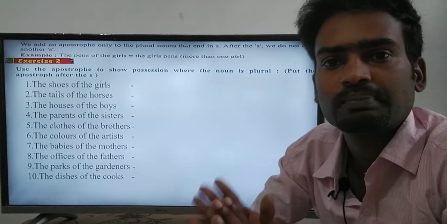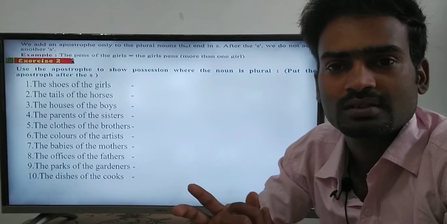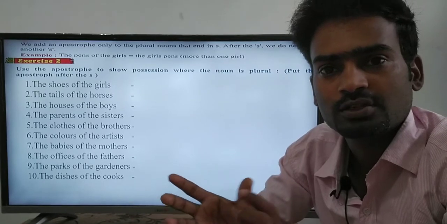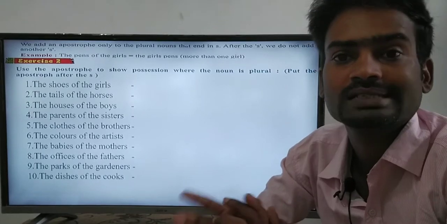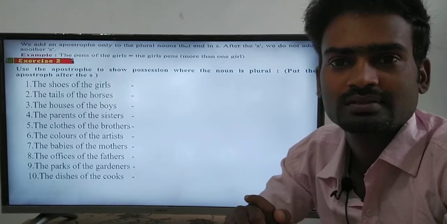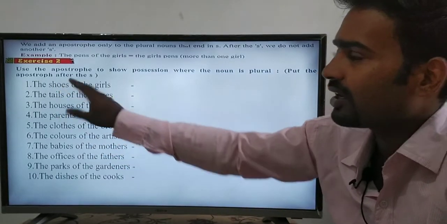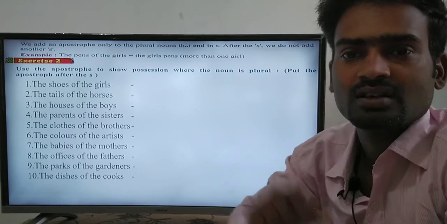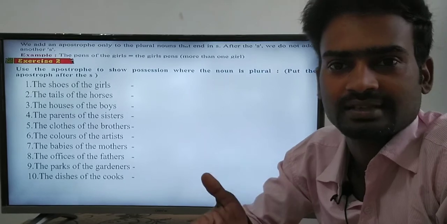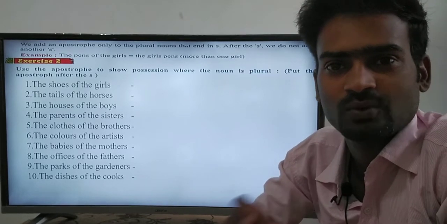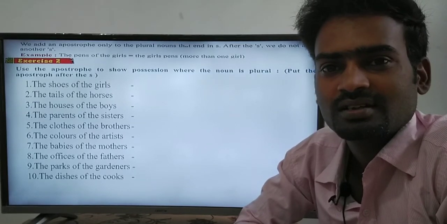So, please be clear. The subject, the person who is the owner, we are going to make a possession using an apostrophe. He is the owner, or she is the owner, or they are the owner. We are going to make it a possession using an apostrophe. Here they did not add an apostrophe. They have given a normal sentence, a simple statement. We are going to make it a possession, with an owner, by using an apostrophe. Yes, dear children, please follow here.